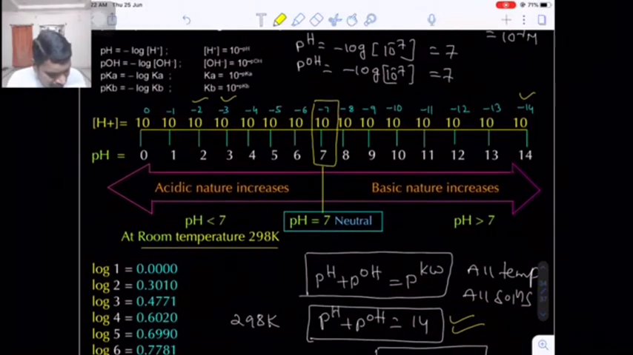Now here, if the solution pH value is less than 7, then the solution is known as an acidic solution. If the pH value is greater than 7, then the solution is said to be alkaline or basic in nature. If the pH value is exactly 7, the solution is called a neutral solution. This is only valid at room temperature. Remember, we should not say the pH of water is always 7. That is an incorrect statement. The pH of water is 7 only at room temperature. Are you getting my point? Only at what? Room temperature.